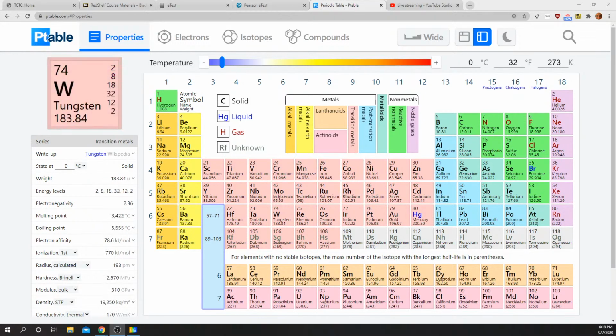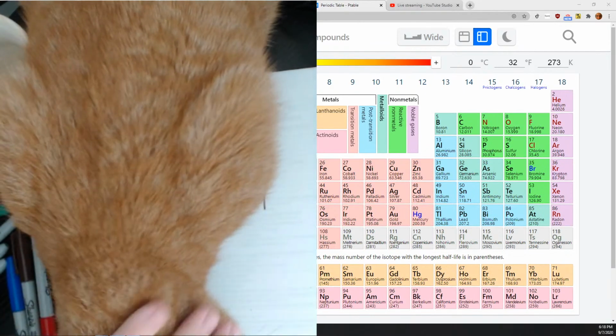Stop trying to steal my markers. God, I need those, and the dog will destroy them.